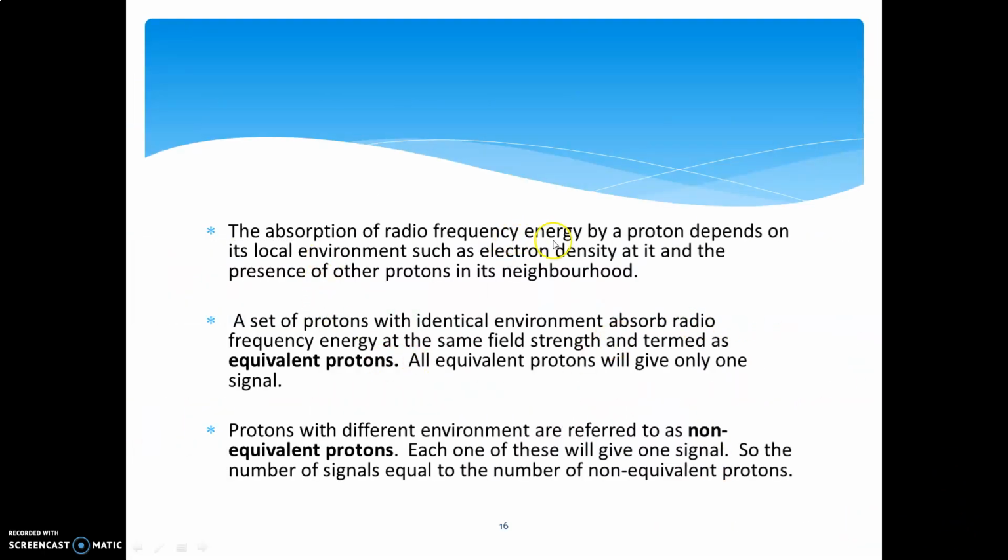The absorption of radio frequency energy by a proton depends upon its local environment such as electron density at it and the presence of other protons in its neighborhood. A set of protons with identical environment absorb radio frequency energy at the same field strength and are termed equivalent protons. All equivalent protons will give only one signal. Protons with different environment are referred to as non-equivalent protons. Each one of these will give one signal. So the number of signals equals the number of non-equivalent protons.